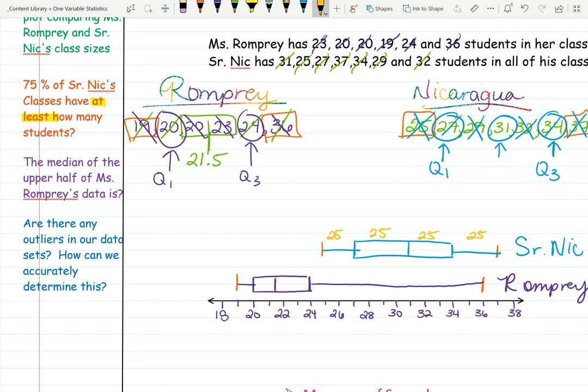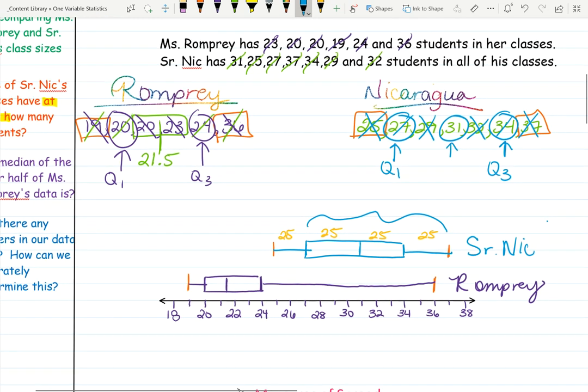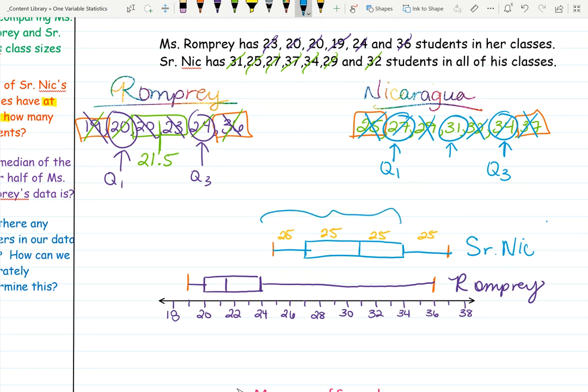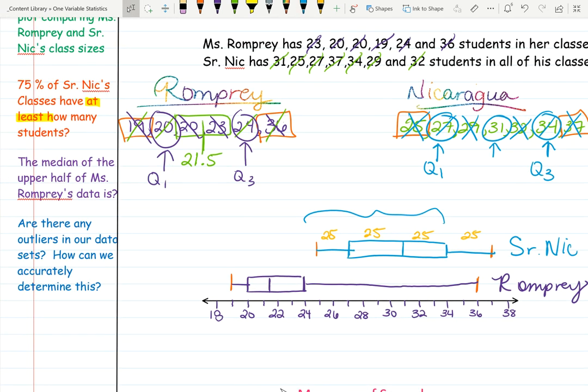So if I'm thinking, well, I've got 75% here. So at least 75% of his classes have 27 students. Does that make sense? So 27 or more? Or should we be looking at this one? 34 or less. So at least 75% of his classes have at least how many students? So what are you guys thinking? If I look at this, I'm thinking 75% have at least, meaning like a minimum of 27 students. So I would look at it this way. So at least 27 students.